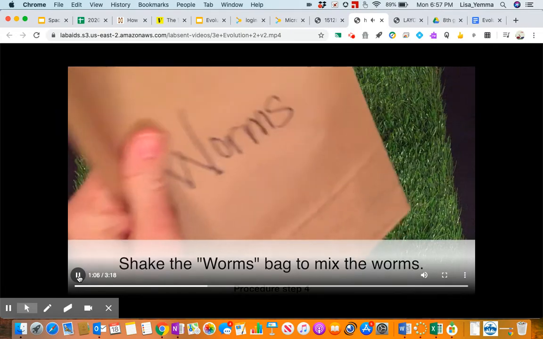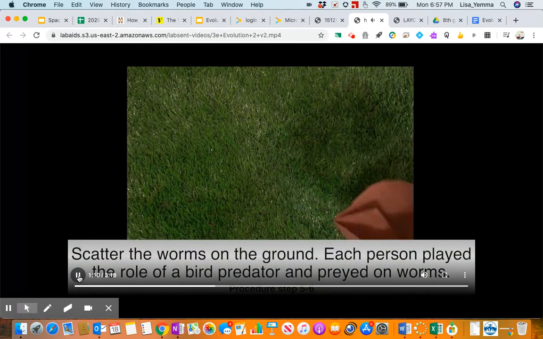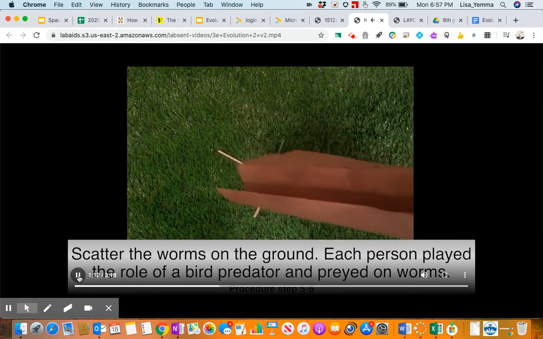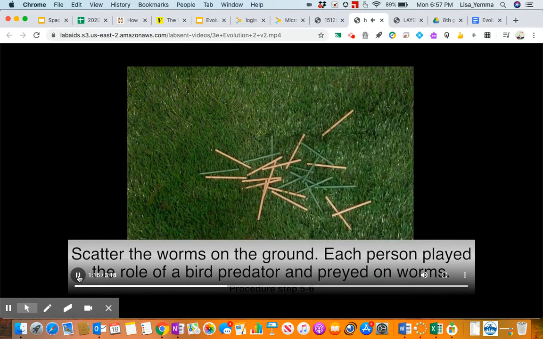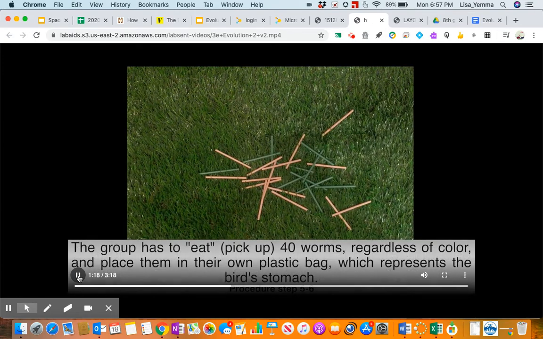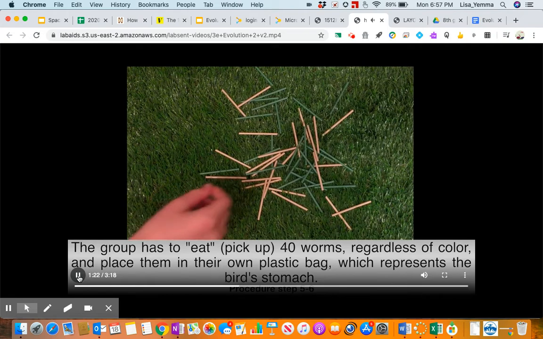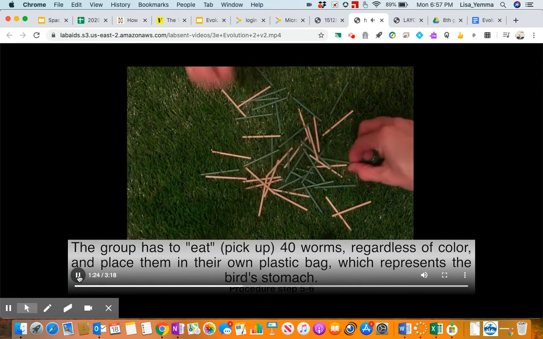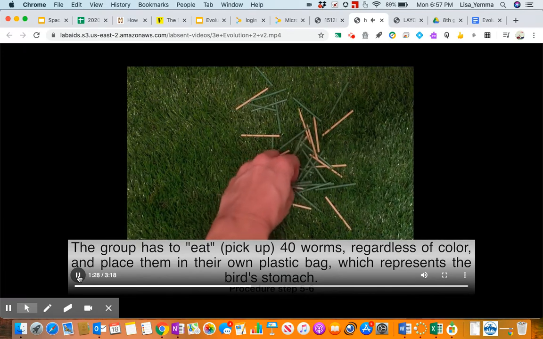Shake the worms bag to mix the worms. Scatter the worms on the ground. Each person played the role of a bird predator and preyed on worms. The group has to pick up 40 worms, regardless of color, and place them in their own plastic bag, which represents the bird's stomach.